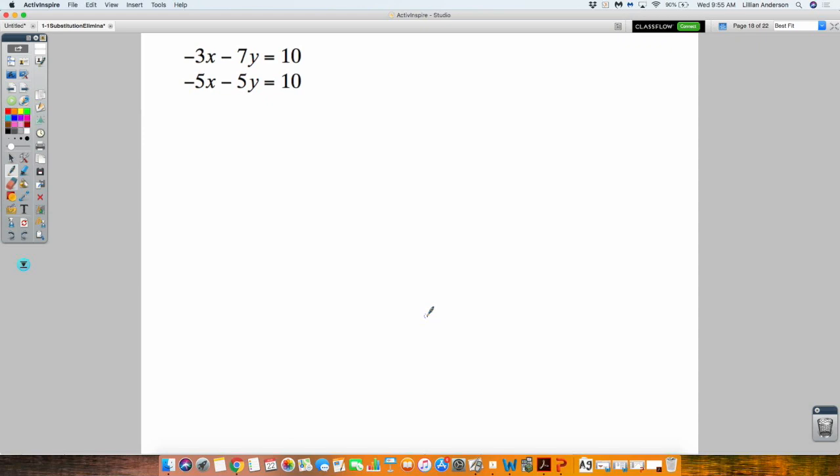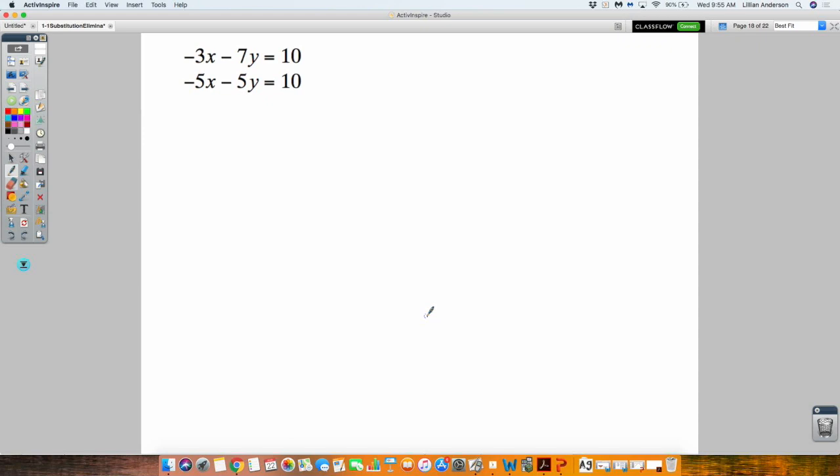This one, before I let you go, you've got -3x minus 7y equals 10 and -5x minus 5y equals 10. What do you think you're going to have to do here? Multiply the top and the bottom. Because 3 doesn't go into 5, 5 doesn't go into 3, 7 doesn't go into 5, and 5 doesn't go into 7. So you're going to have to multiply both equations by a number.